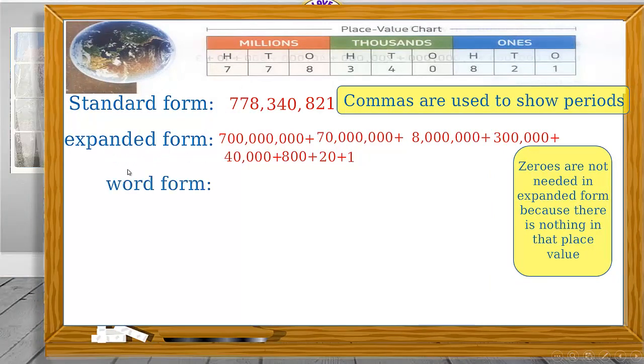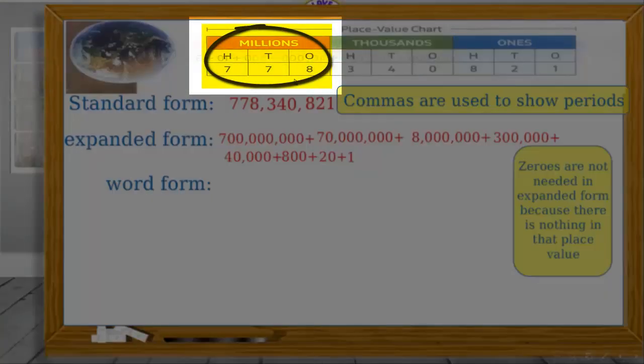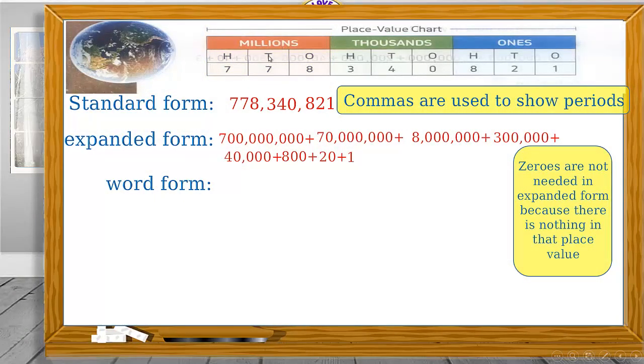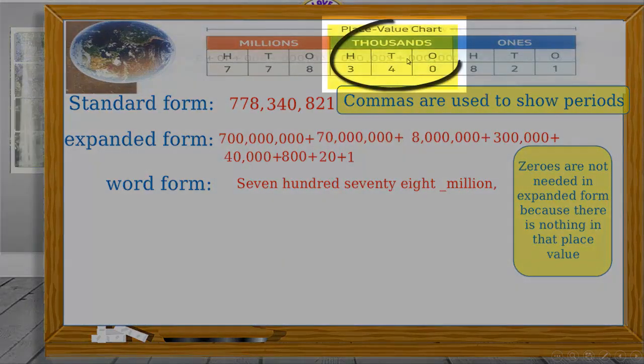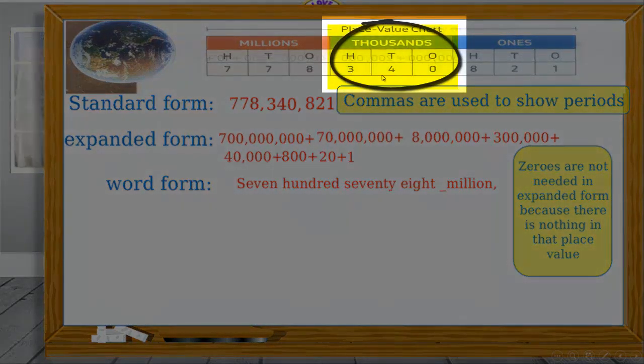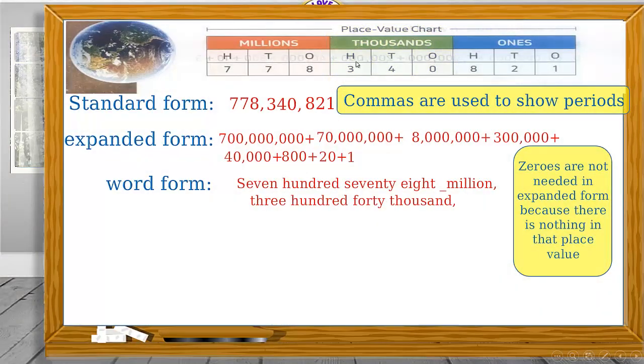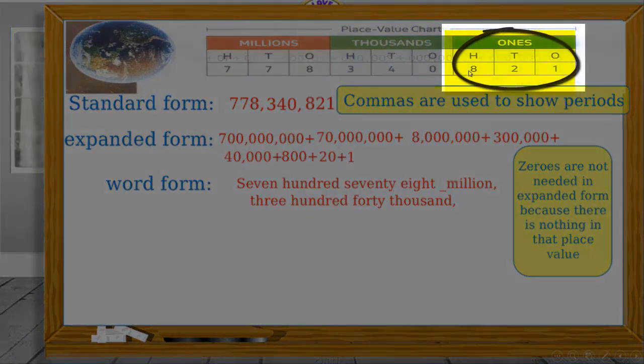Next form, we can write the number in word form. If you want to write a number in word form, you should read the number and focus well on how many periods. Take the first period and read the number in this period: 778 million. You should write, as you said, 778 million. Next period, in thousands, we have 340,000. Right, 340,000. Read here 821. Don't say one. 821 only.